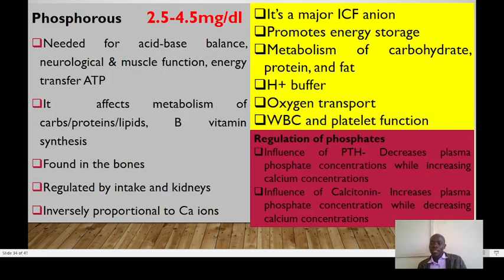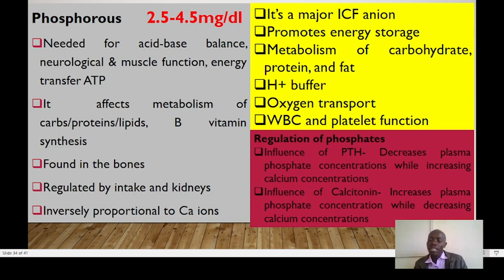So that gives us another chance to look at another electrolyte, and in this case we are looking at phosphorus, and the normal range is between 2.5 to 4.5 milligrams per deciliter. Phosphorus is needed for maintaining the acid-base balance, neurological and muscle functioning, and helps in energy transfer, the ATP. So it affects metabolism of the carbs, the proteins, the lipids, and also B vitamin synthesis. It's majorly found in the bones and is regulated by intake and by the kidneys.